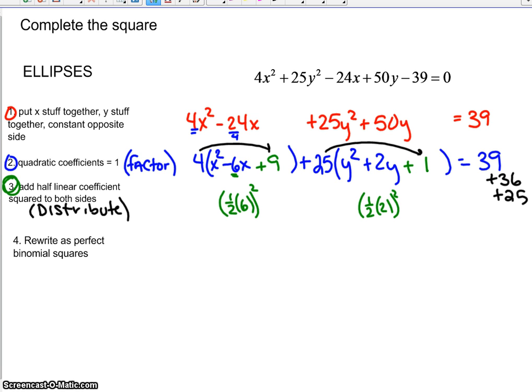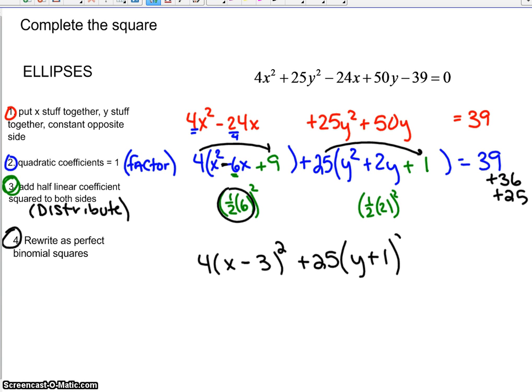All right, so now, after we've gotten that done, it's the same as what we did with circles, so I'm going to write them as perfect binomial squares. The only difference here is that now I have a number out in front still, and we'll take care of that in a second. But again, now it becomes x, and then half of that is 3, and we have to deal with that minus. And then y plus half of 2, or 1, all squared. And over here on the right side, I get 100.